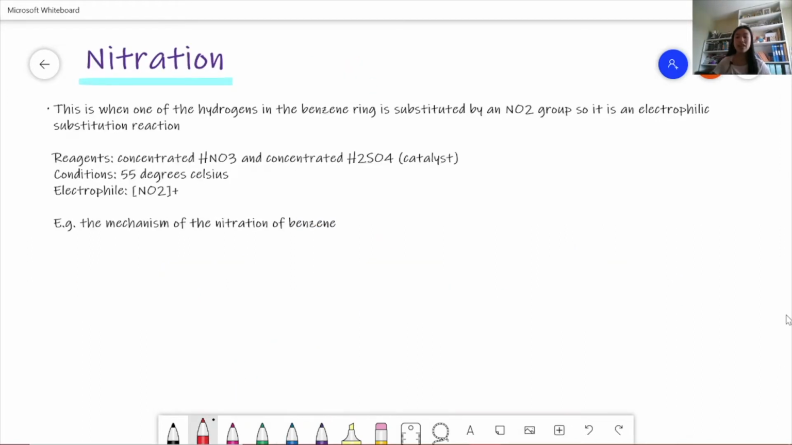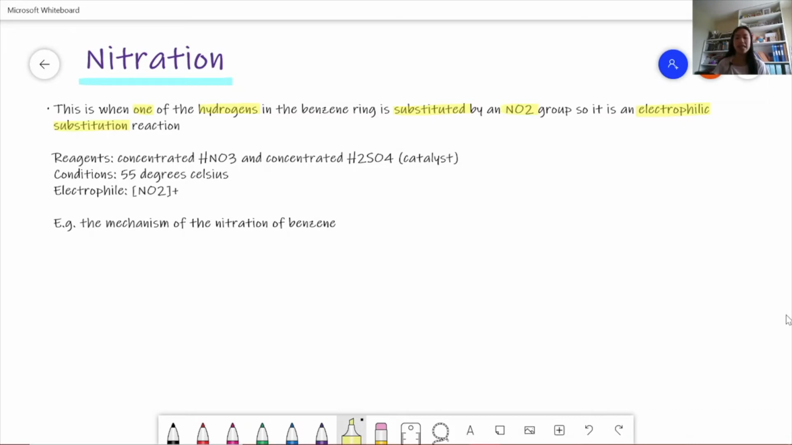Now we're going to look at nitration. So this is a reaction when one of the hydrogens in the benzene ring is substituted by an NO2 group, so nitrogen dioxide. And so we call it an electrophilic substitution reaction. And that's because the attacking group we have is the NO2, and the NO2 acts as an electrophile, and we're substituting one of the hydrogens, so it's a substitution reaction.